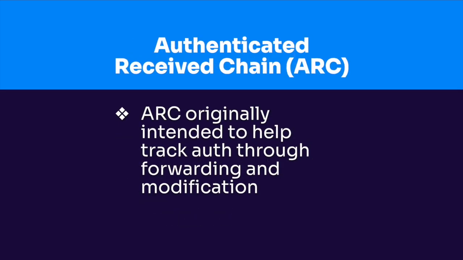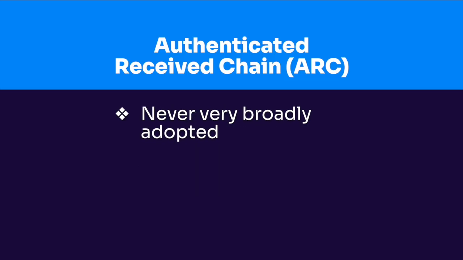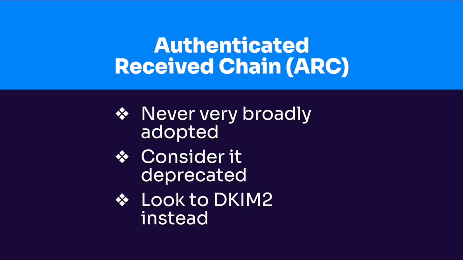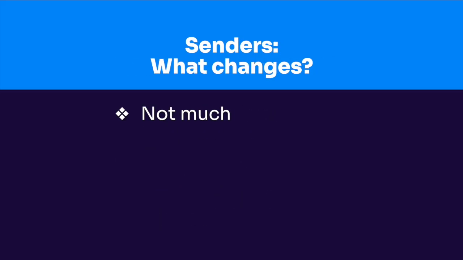There's an older spec called Authenticated Receive Chain, or ARC, that tried to solve this. The jury's out on that, but a lot of folks involved in DKIM2 think that DKIM2 offers a better path to address this.